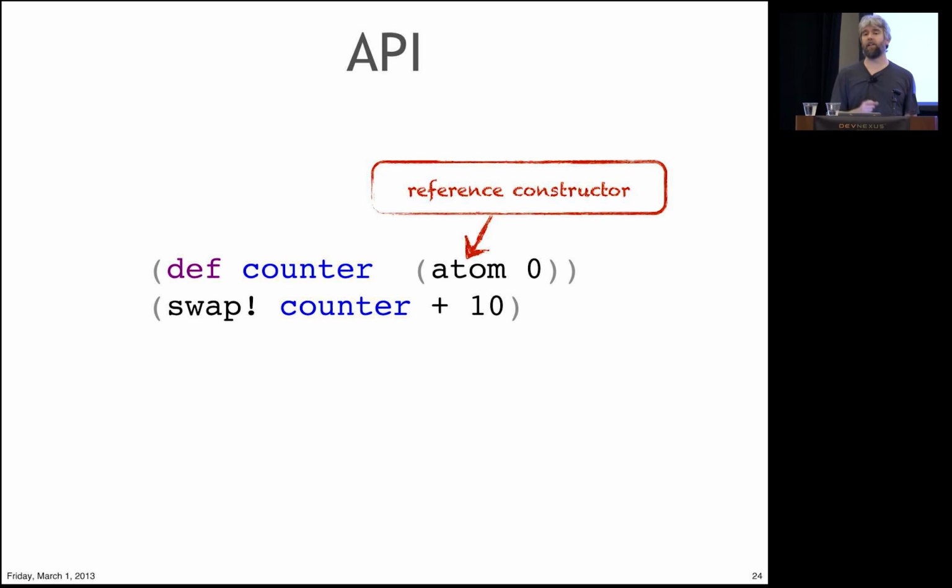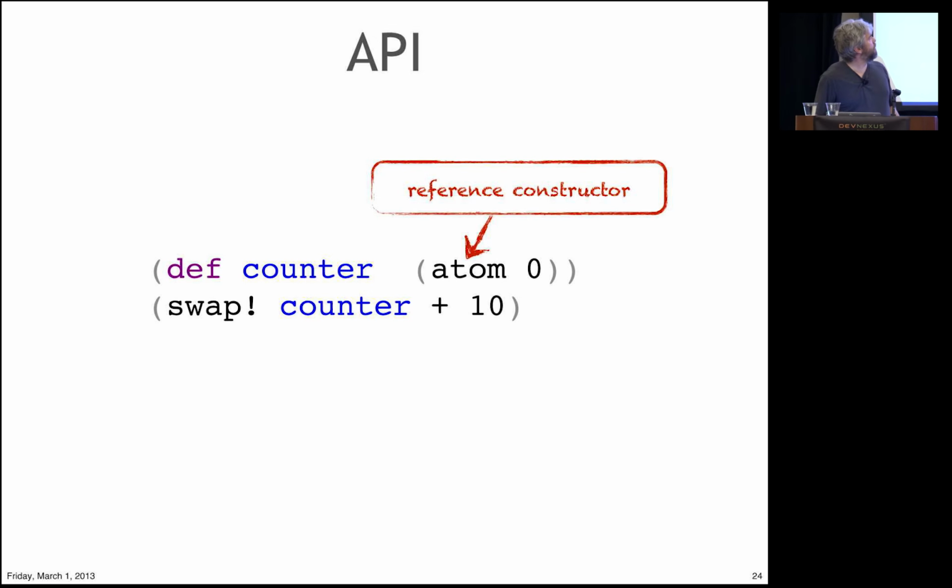So an atom is a particular kind of reference with particular semantics, which we'll talk about. An atom represents a synchronous, uncoordinated box in which something sits. Uncoordinated means that I can't coordinate its change with anything else. Synchronous means that if I want to change it, I'm going to get back the answer of what it changed to as part of doing that operation. Right? So it's synchronous, uncoordinated change.